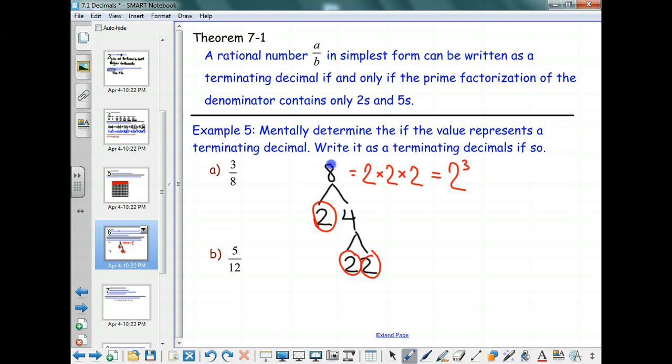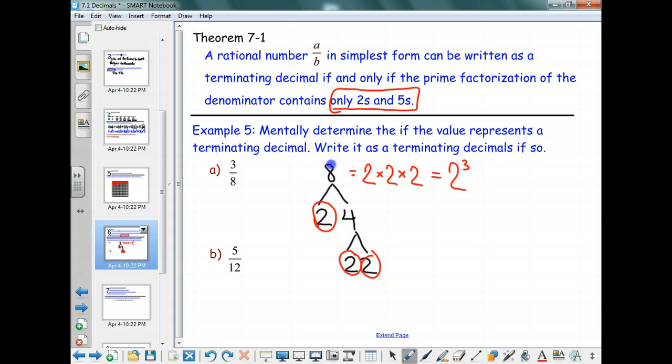The question, though, had to do with whether or not we could write this as a terminating decimal. And this theorem up here says that if the denominator contains only 2's and 5's, it doesn't have to have 2's and 5's, but it can't have anything else. You can't have 3 down there, or 7 down there, or anything else down there, just 2's and 5's.